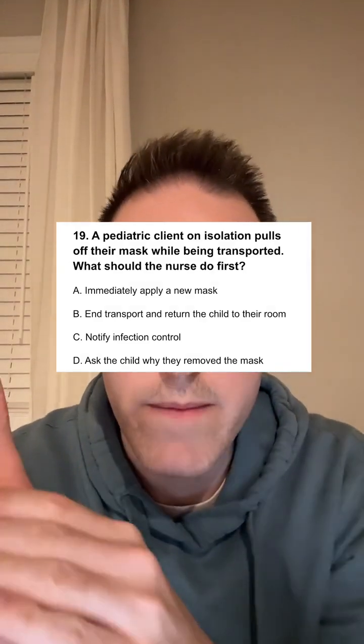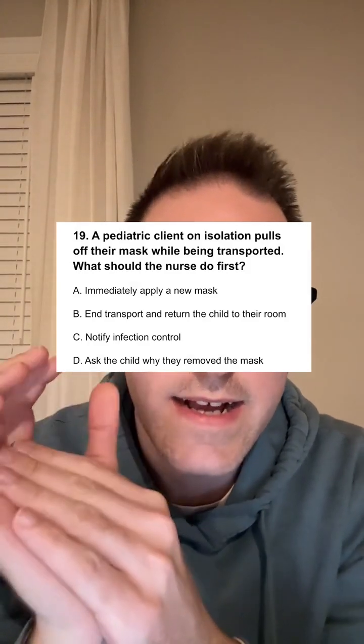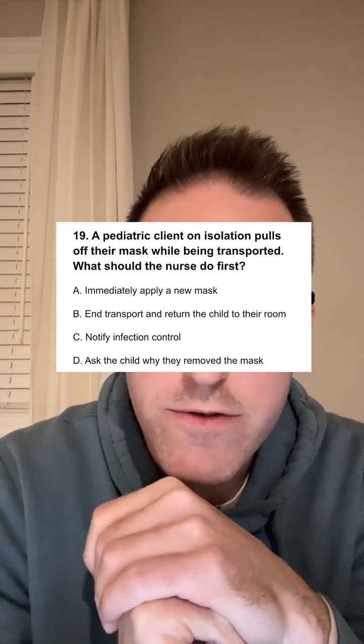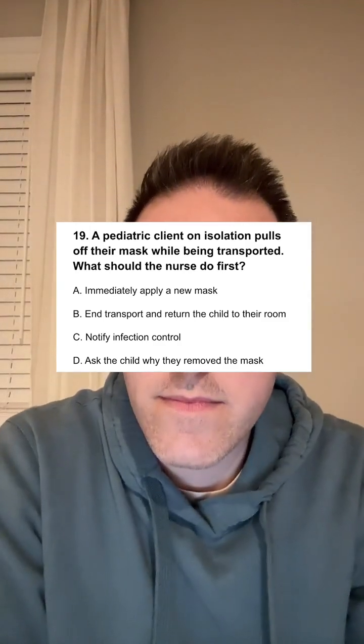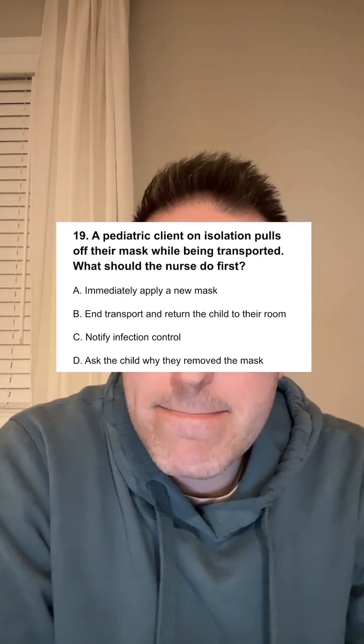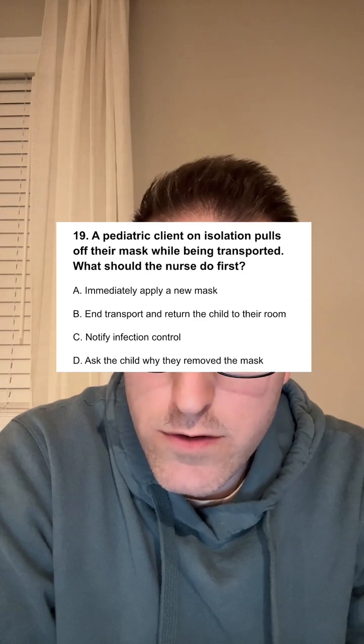Yes, this is NCLEX prep, friends. All right, 19. A pediatric client on isolation pulls off their mask while being transported. What should you do first?